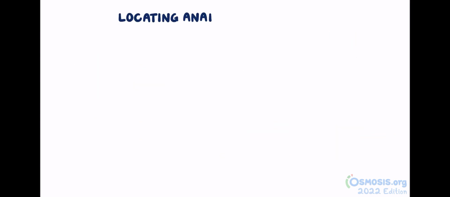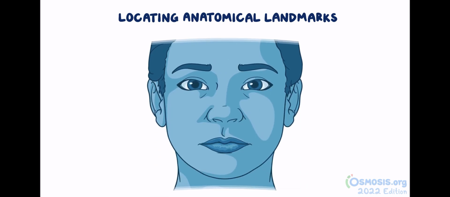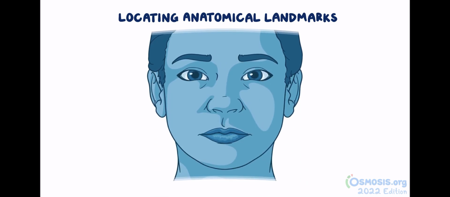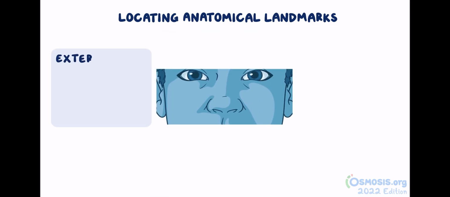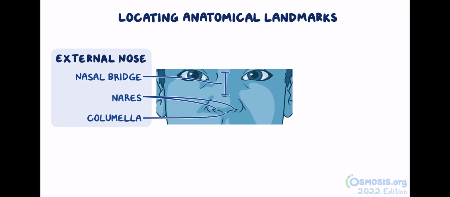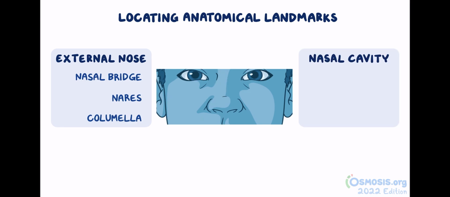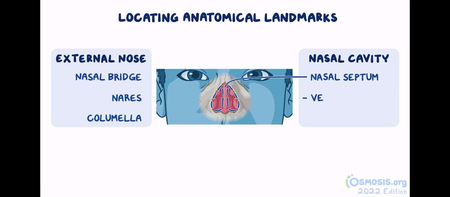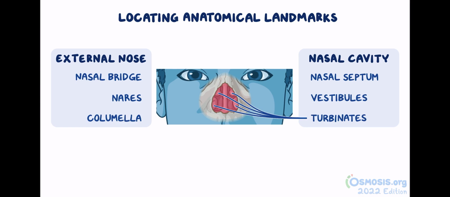Now, locating the anatomical landmarks of the nose, mouth, and throat will help guide your assessment. The landmarks of the external nose include the nasal bridge, nares, and the columella, which is the anterior tissue that covers the external part of the nasal septum. The landmarks of the nasal cavity include the nasal septum, which divides the nose into two cavities called the vestibules, and the turbinates, which are bony structures that form the internal nasal walls.